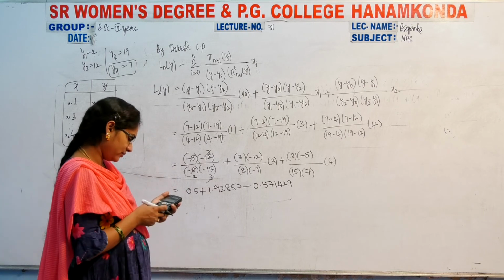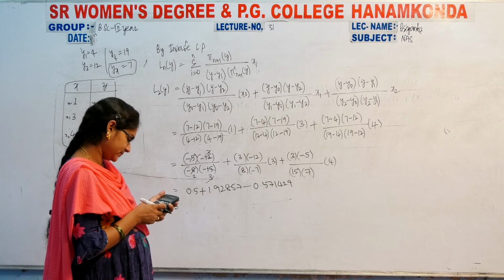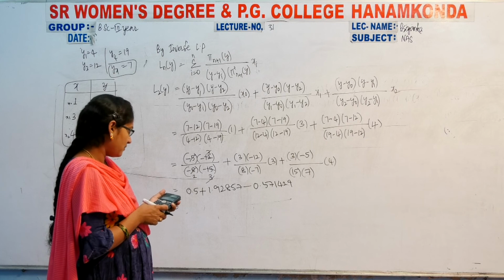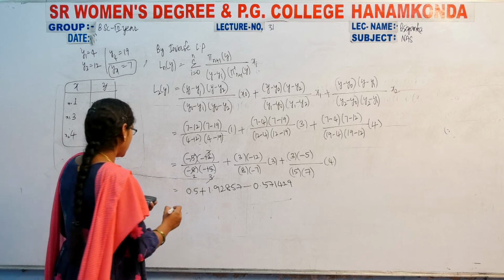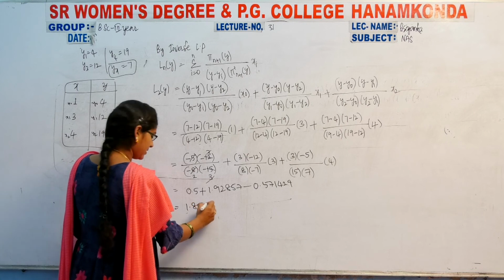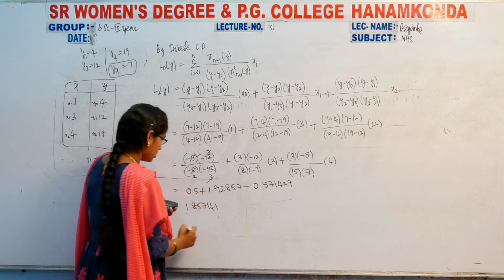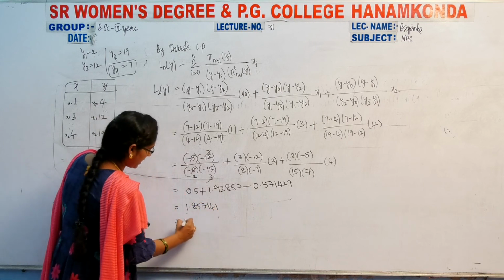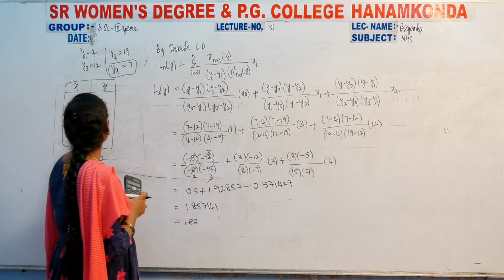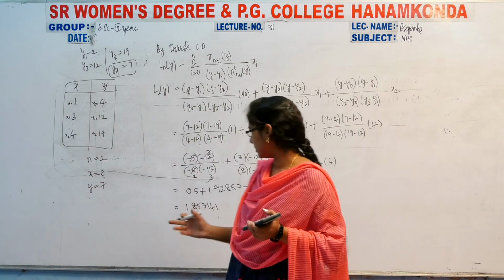Now 0.5 plus 1.92857 minus 0.571429. Therefore, the value is 1.857141, so simply I am taking it as 1.86. Because here they took only normal numbers, integers, right? Here we have decimals, so no problem.